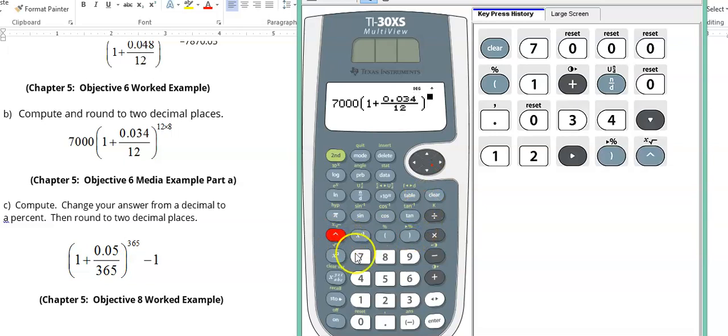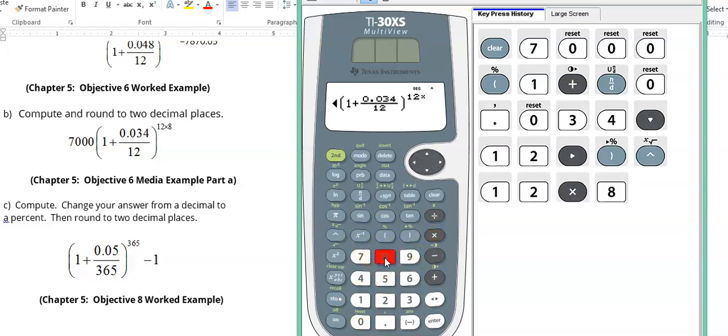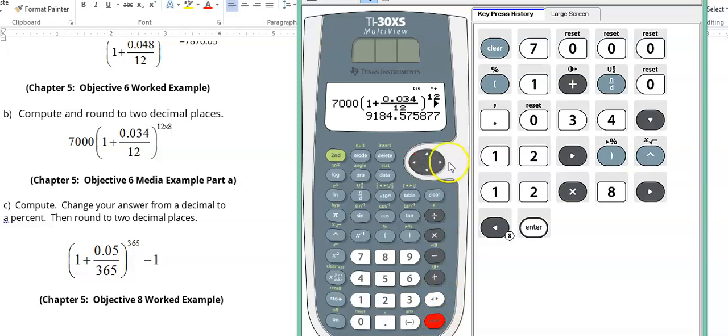Now I'll use the caret button to get an exponent and put 12 times 8. Okay, I'm going to move out. Okay, I'm going to double check this. It's longer, so the 7,000 is over there. So if you want to double check it, you can use the arrow to see that this is correct. Okay, so now I'm going to hit enter.